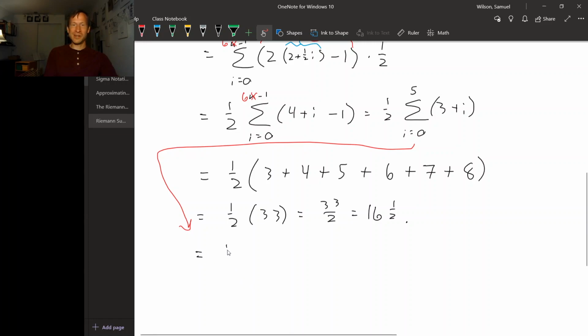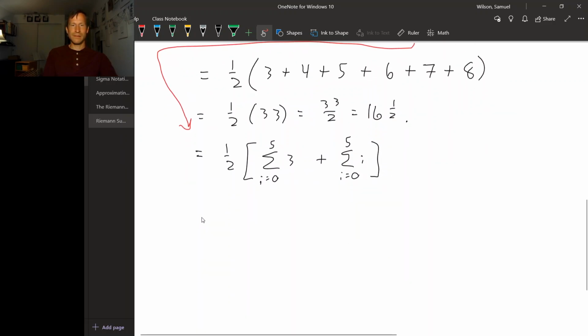So this is 1/2 times, and again, we can break up this sum. This is the sum from I equals 0 to 5 of 3 plus the sum from I equals 0 to 5 of I. Okay, so 1/2 times. Now there are a couple ways to handle this first term. One is just to realize, well, look, this sum is actually 3 added to itself 6 times, and so that gives you 6 times 3.